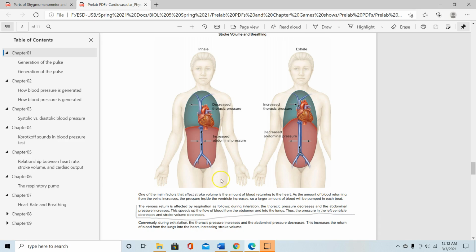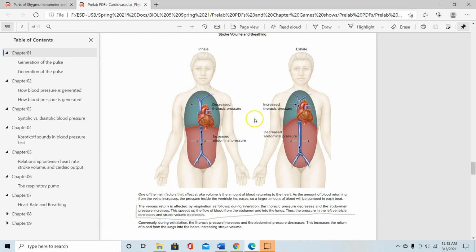Okay, so let's see during inhalation. During inhalation, your thoracic cavity volume increases. So that's why there is decreased thoracic pressure, and your abdominal pressure increases. That's why more venous blood from the abdominal region returns to your inferior vena cava, and from the superior vena cava also comes into your right atrium and then to the right ventricle, that drains blood to the lungs.